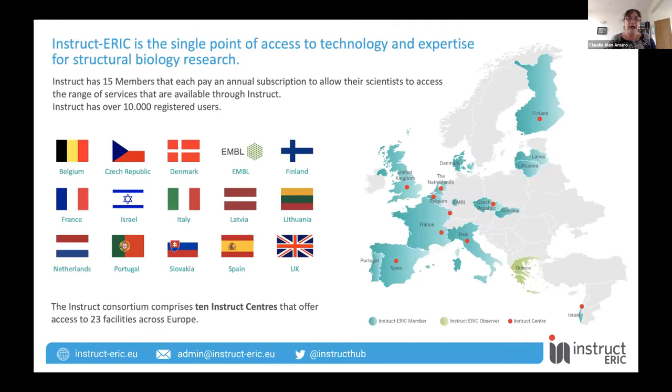But one important point of all of that description is that Instruct is a distributed research infrastructure. And what it means is that Instruct has 10 different Instruct centers around Europe with 23 facilities. These facilities can be visited or samples can be sent and accessed remotely by all the scientists in all our member countries. We have 15 members, 14 countries plus EMBL, and all the researchers can openly use our infrastructure and get funding for travel costs, for sample shipping, and also for the equipment, consumables, all the needs to do your experiments.